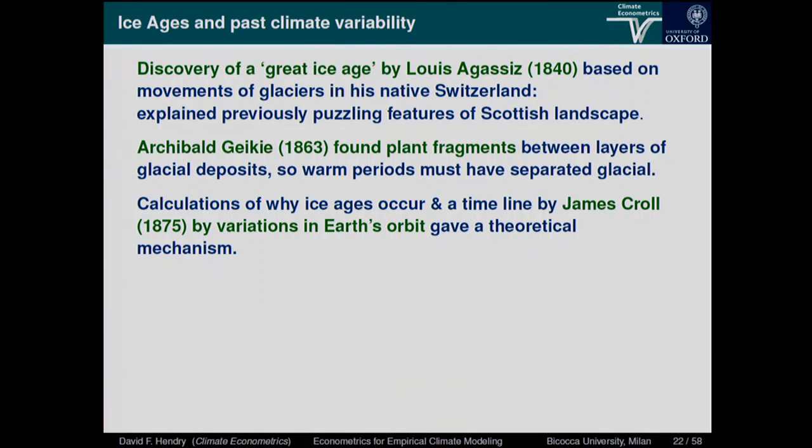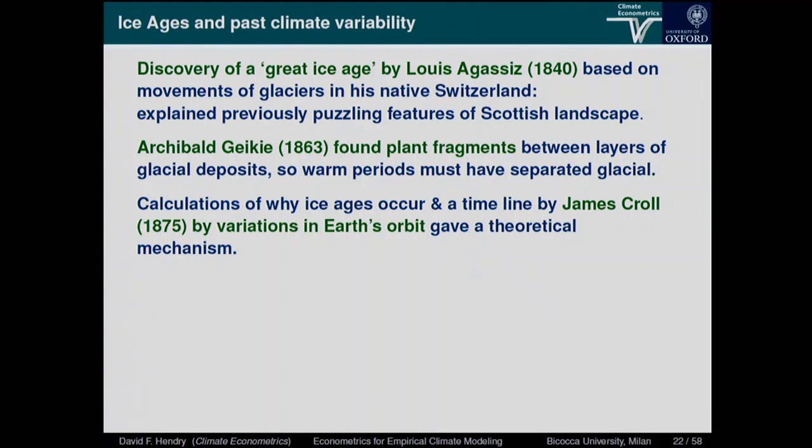And then James Croll, and for those of you who are coming into this discipline from other ones, he was a janitor in a school. He cleaned the blackboards in the school, but he read the blackboards and he taught himself the mathematics and the astronomy, and he worked out theoretically how the Earth's orbit variations could cause ice ages. And he publishes a graph in 1875 that you can still see in the Royal Society of Edinburgh's library, showing when they would all occur.